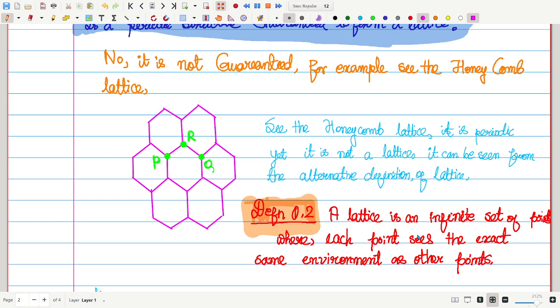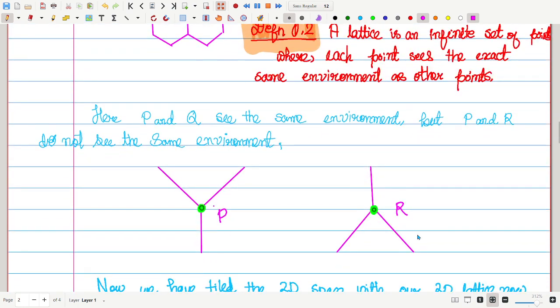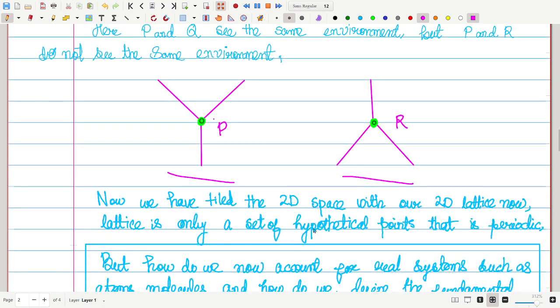But in this case, in the honeycomb lattice, you can see that the P and R see different environments. For the P, the environment is like this, and for R, it's like this. So P sees two inclined lines in the upper direction and one vertical line in the lower direction, and R sees the opposite: a vertical line in the upper direction and inclined lines in the lower direction. So P and R do not see the same environment.